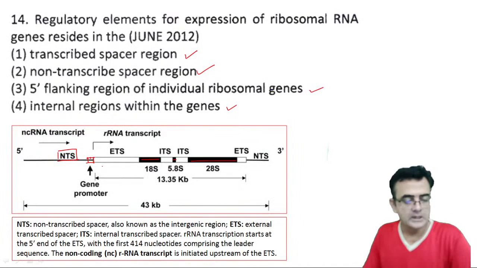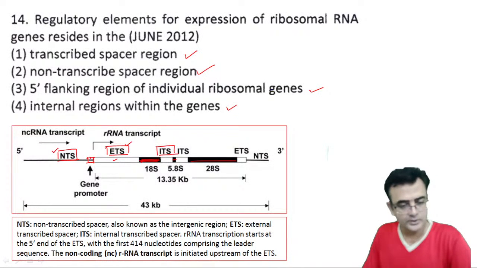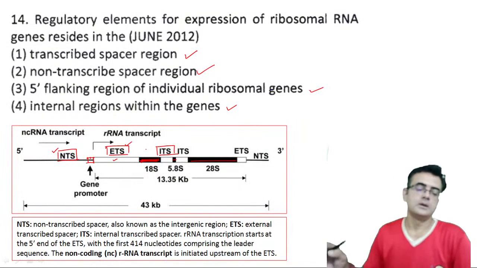Apart from that, many other sequences like ETS, this is external transcribed spacer, right? This is non-transcribed, but this is transcribed but external. This is the gene, this is the cistron, and this is the externally transcribed spacer. Apart from that, another spacer that is called ITS is also there. ITS is internal transcribed spacer, is also there between the two cistrons, right? So these are the different sequences which are having regulation activity on the synthesis of rRNA.